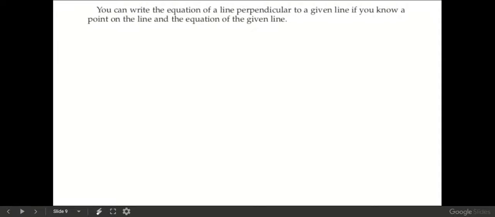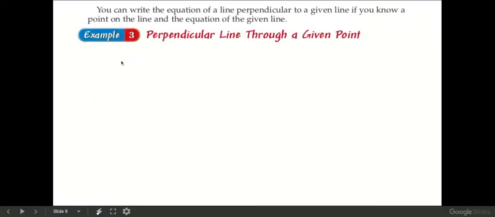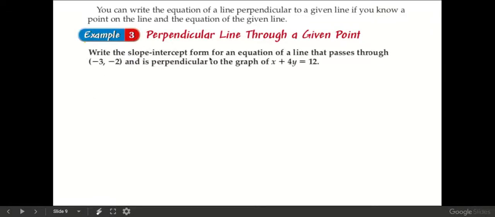But let's look at writing equations of perpendicular lines if you know a point and a line. So here it asks us to write the slope-intercept form, right? y equals mx plus b, for an equation of a line that passes through the point (-3, -2) and is perpendicular to the graph of x plus 4y equals 12.